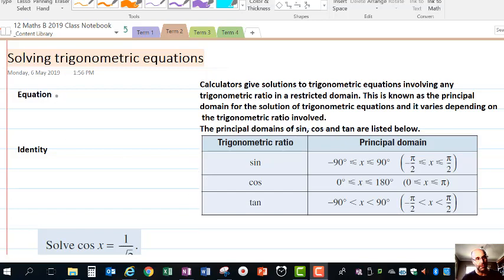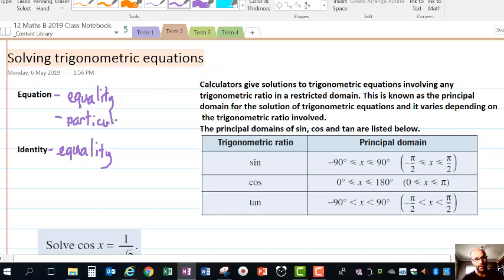We're going to go back to the difference between an equation and an identity. An equation is a statement of equality. But so is an identity. It's a statement of equality. So something equals something. The equation is only satisfied for particular values of the variable. So particular values of the variable satisfy the equation. It might only be one, or it might be a series of them, but it's not just any old value.